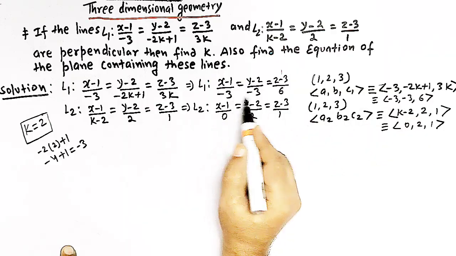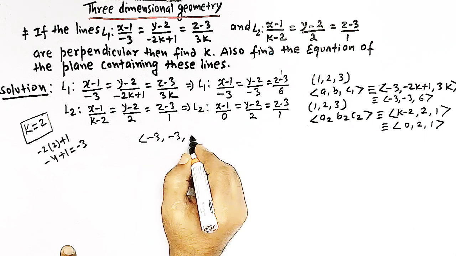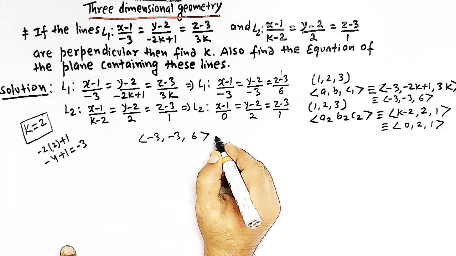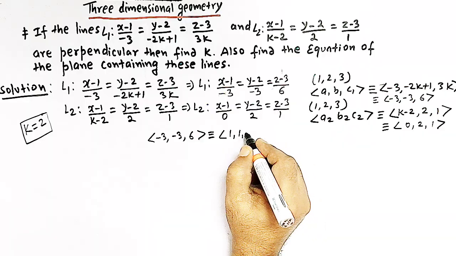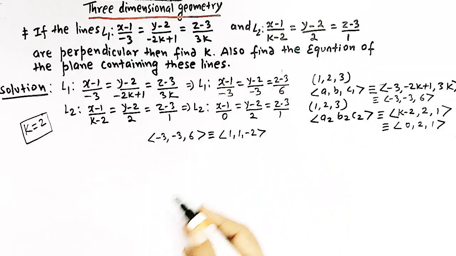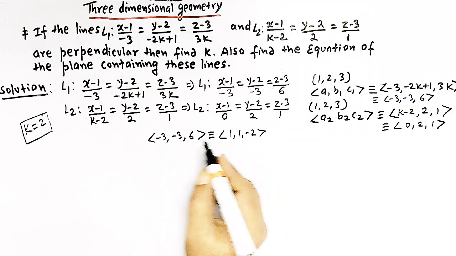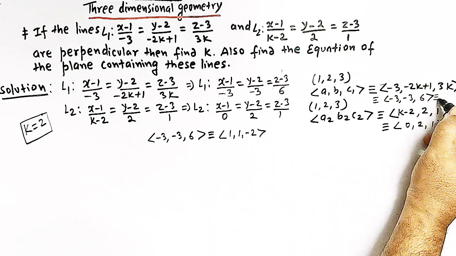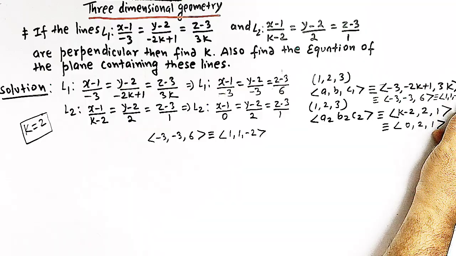And here we can see that the direction ratios of the line L1 are minus 3, minus 3, and 6. So if we divide these numbers by minus 3, then we have 1, 1, and minus 2, right? Because we know that parallel lines have proportional direction ratios or equal direction ratios. So we can also write the direction ratios of this line L1 as 1, 1, and minus 2.